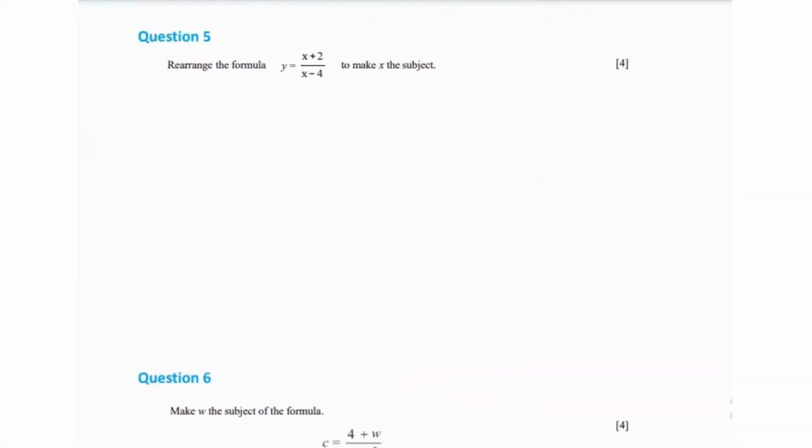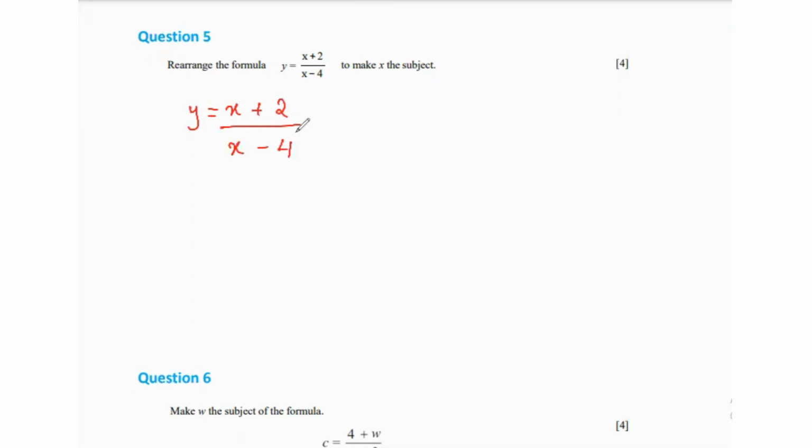If you look at question number 5, it says rearrange the formula y equals x plus 2 over x minus 4. So what we're going to do is begin with getting rid of the fraction first.